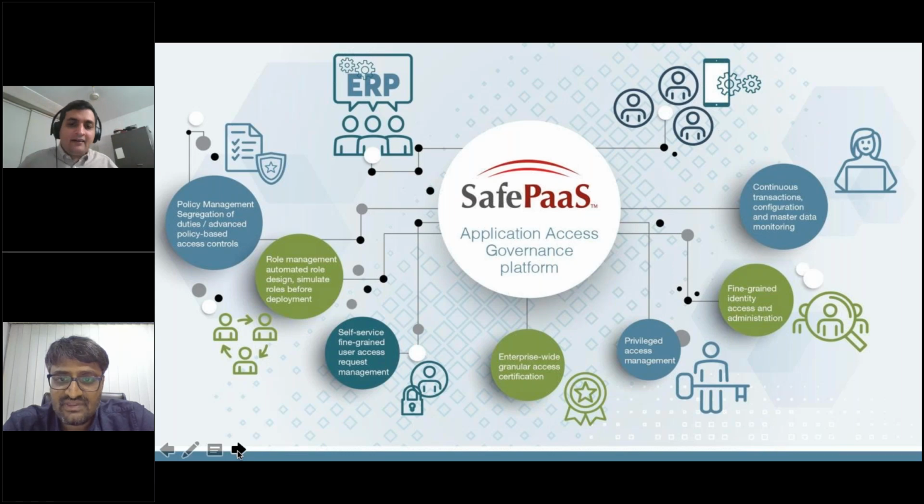I'm just going to talk about some of the use cases from an IT general controls perspective, and this is what SafePass does. Like I mentioned earlier, we're an enterprise-wide governance platform, which means that we cater to various ERP systems and various applications. These are the areas we work in. I've already mentioned the first box you see on the left, which is the segregation of duties related control.